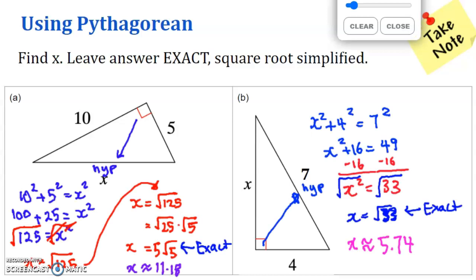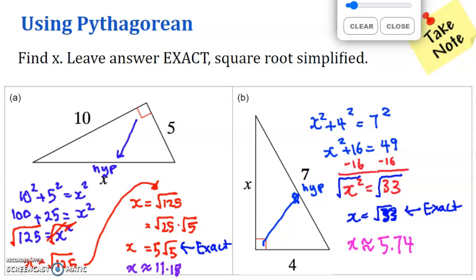Again, this is the hypotenuse because it's across from the right angle. So the equation becomes the legs squared, 10 squared plus 5 squared is equal to x squared. So that's 100 plus 25 is equal to x squared, so 125 is equal to x squared. Take the square root of both sides and you get x is equal to the square root of 125.